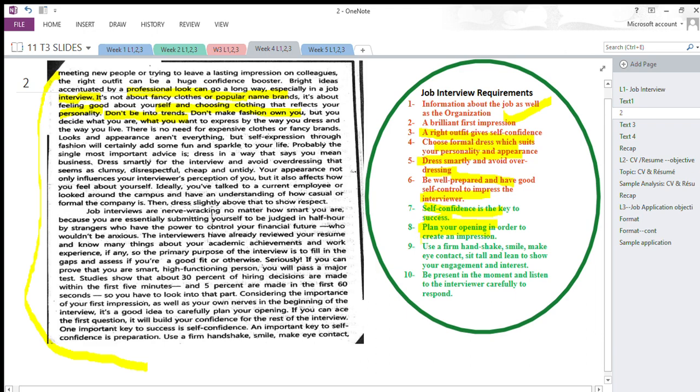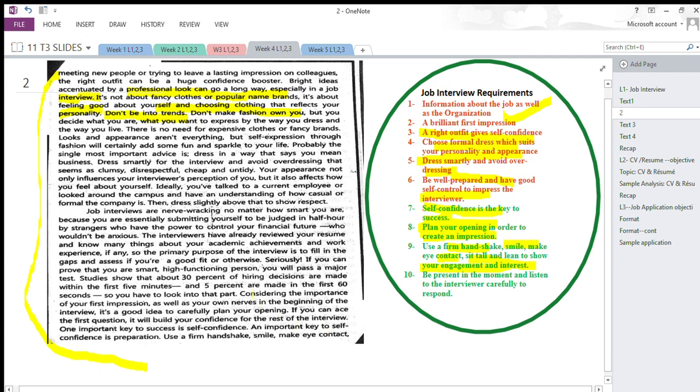Your opening answers to a question should be very impressive. Use a firm handshake, smile, make eye contact, sit tall and lean to show your engagement and interest.